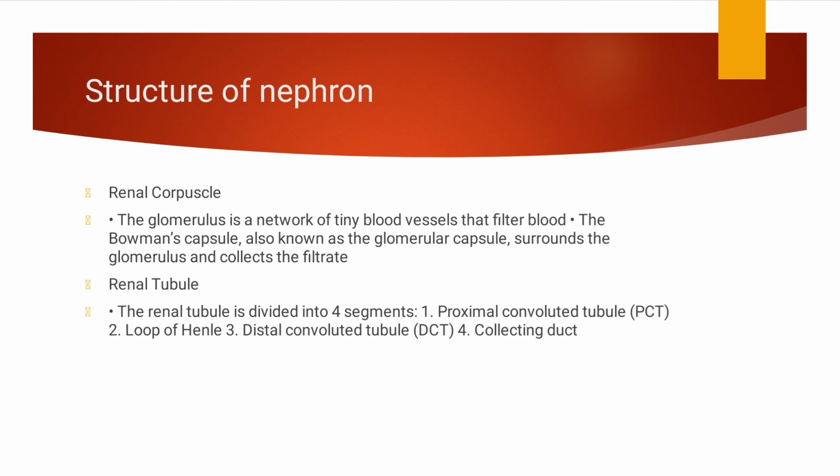First is the renal corpuscle. It consists of a glomerulus. This glomerulus is a network of tiny blood vessels. This one will filter the blood. Next is Bowman's capsule. It is also called the glomerular capsule, which surrounds the glomerulus, and it will collect the filtrate.